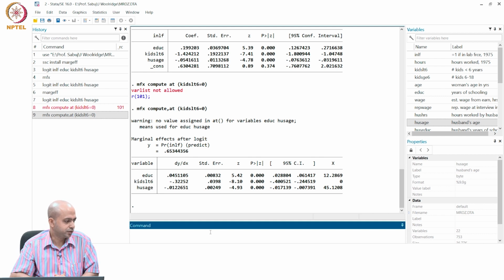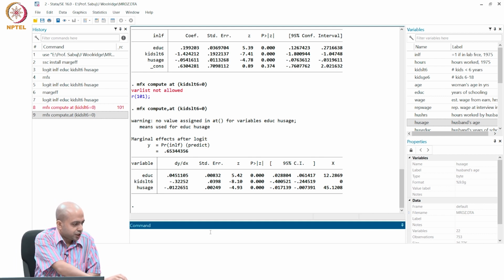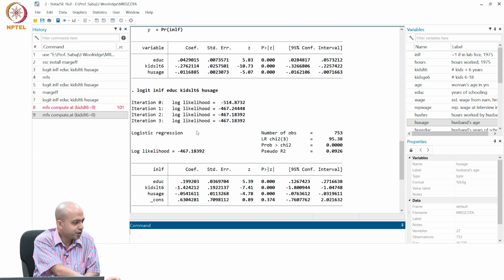Now look at what is happening. Here Stata has calculated the marginal change assuming kids equals 0. So when the married woman doesn't have any kids, when education changes by 1 unit, what is the change in probability? When husband's wage changes by 1 unit, what is the change in probability? And when kids changes by 1 unit, this is very important. Now see, from 0 kids to 1 kid, what is the change in probability? 0.32, right?